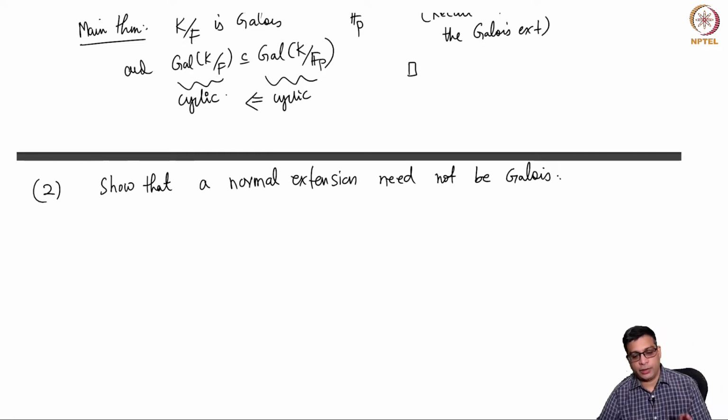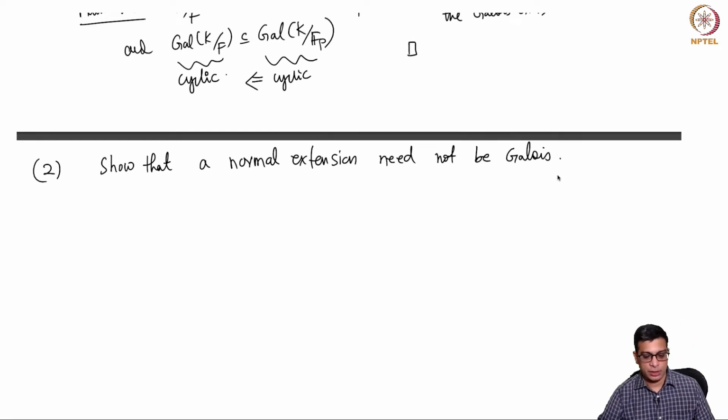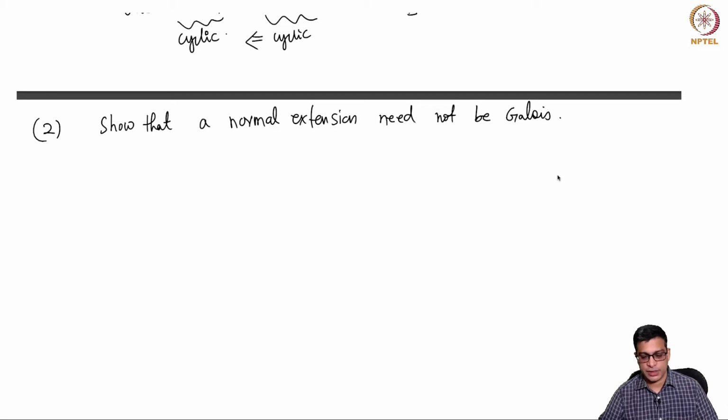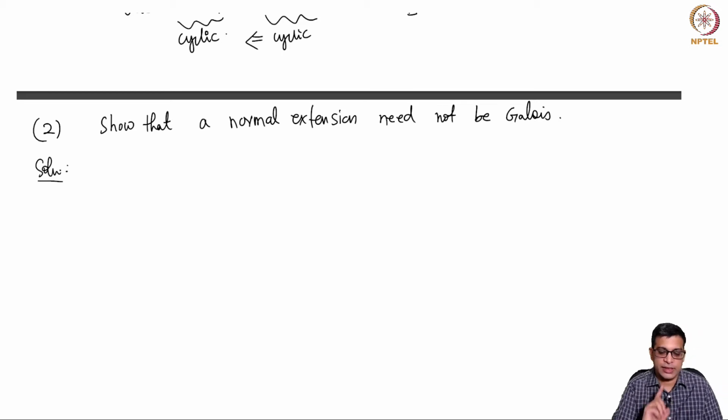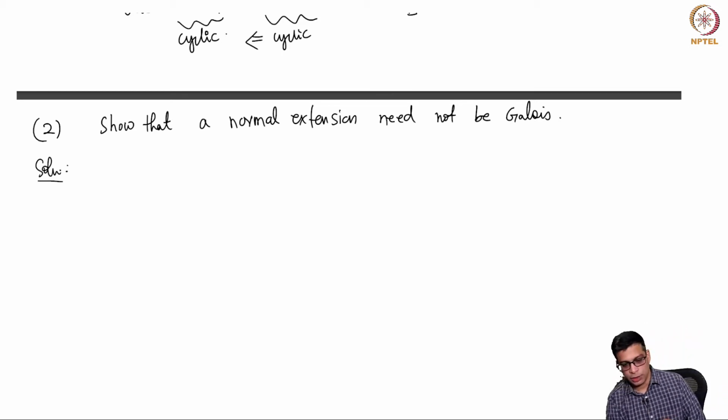So, remember Galois equals normal plus separable, always finite. So, all extensions are finite for me. A finite extension is Galois if and only if it is normal and separable. But the point is, it is not enough that it is merely normal. In characteristic 0, of course, it is enough, but not in general.